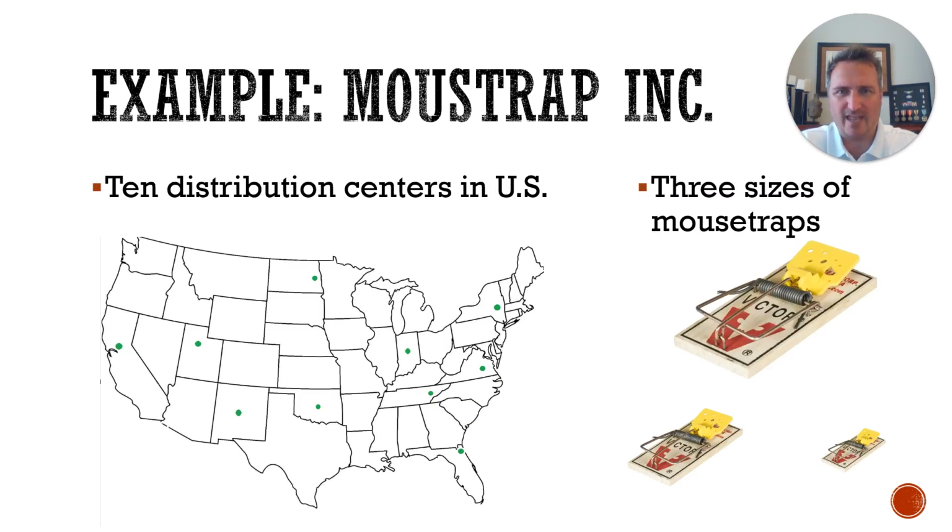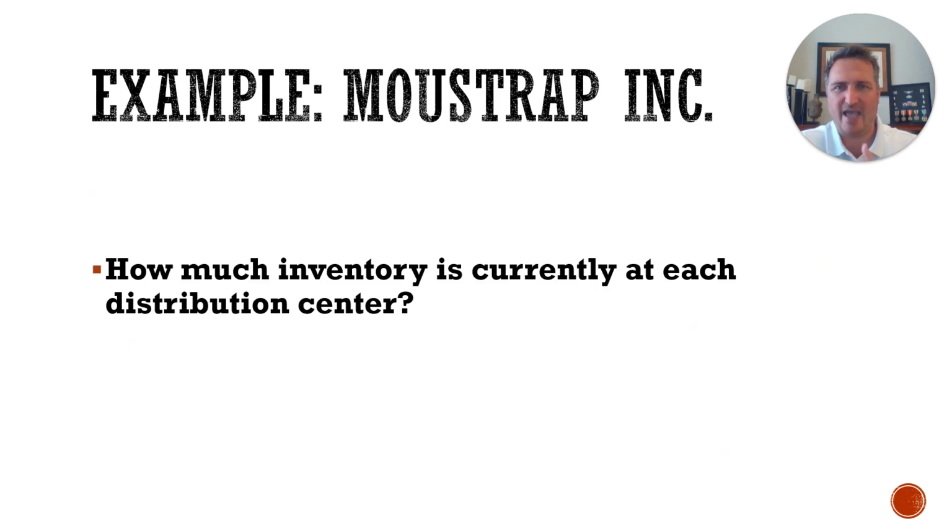For an example, we'll be looking at Mousetrap Incorporated. This is a company that makes 3 sizes of mousetraps. They've got 10 distribution centers across the US, and management wants to know how much inventory of each size is currently at each one of the distribution centers. Let's jump into the Excel and find out.